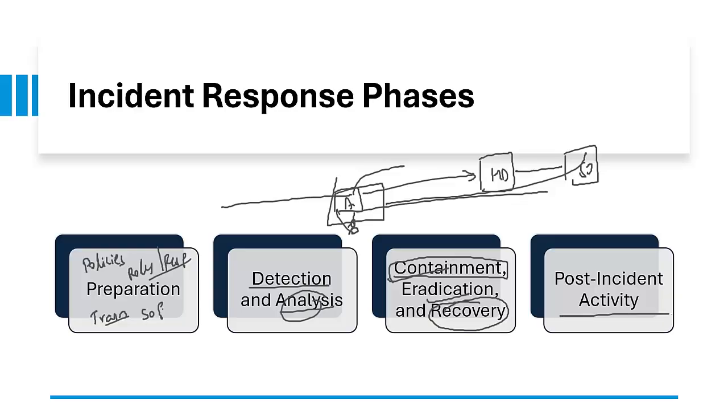And then we learn the lesson. What is the lesson we have learned from there? How can we improve this particular process? How to improve so that next time it should not happen again. So that is basically part of post-incident activity.